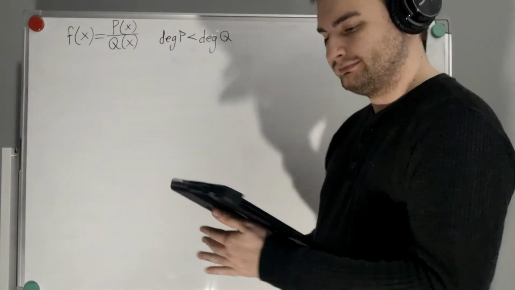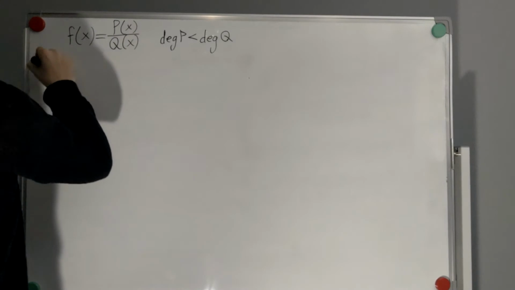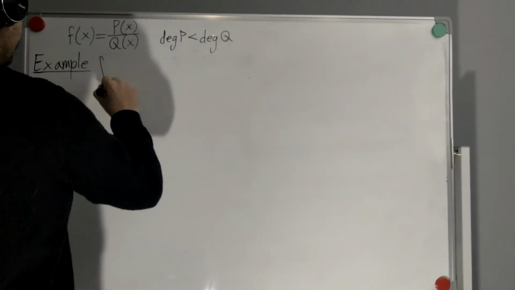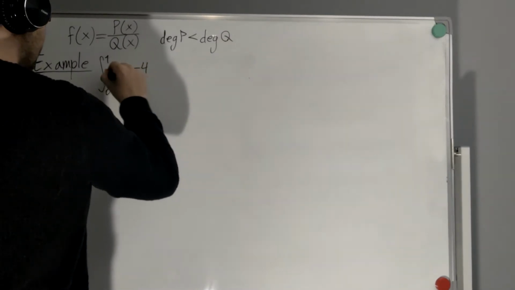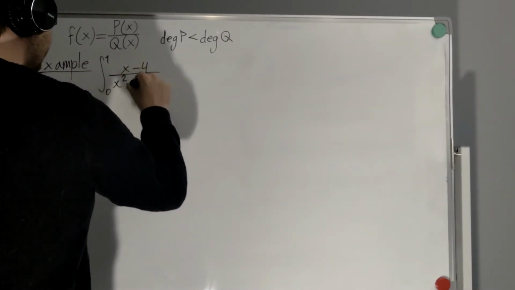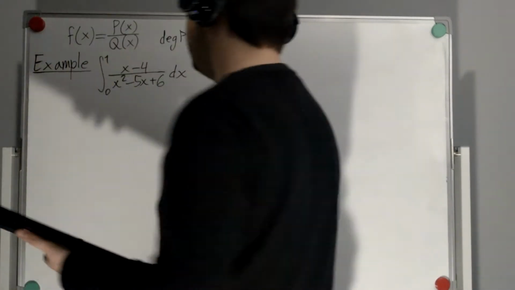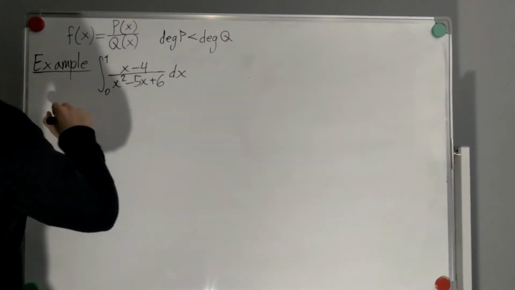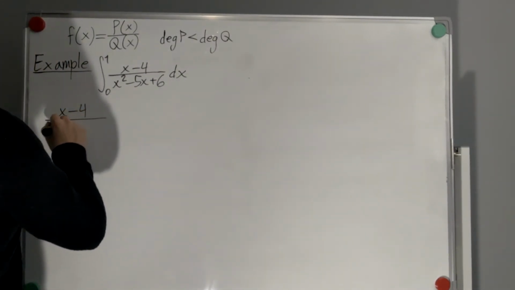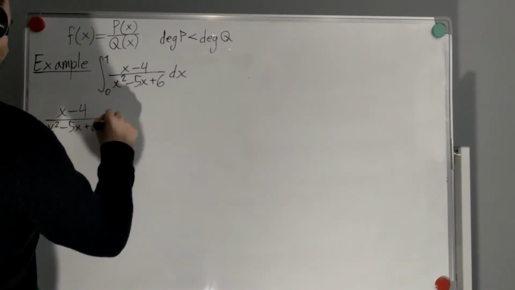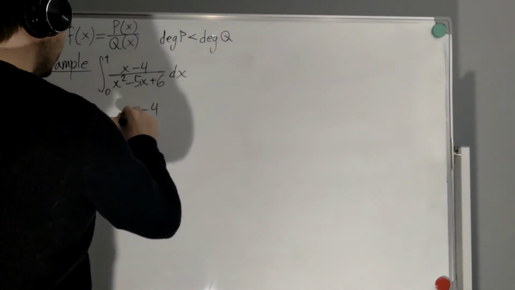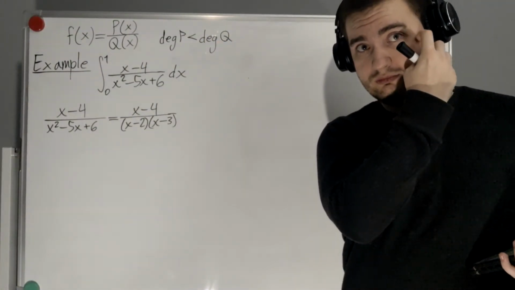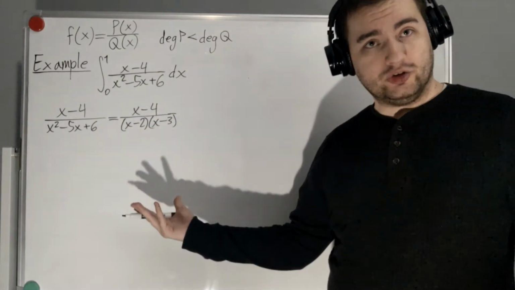So let's do some mixed examples now, just to get a bit of practice before you start your homework. Right, so first of all, here's the integral from 0 to 1 of x minus 4 divided by, let's say, x squared minus 5x plus 6 dx. Right, so x minus 4 divided by x squared minus 5x plus 6, well, that is the same as x minus 4 divided by x minus 2 times x minus 3. So we have distinct linear factors here.